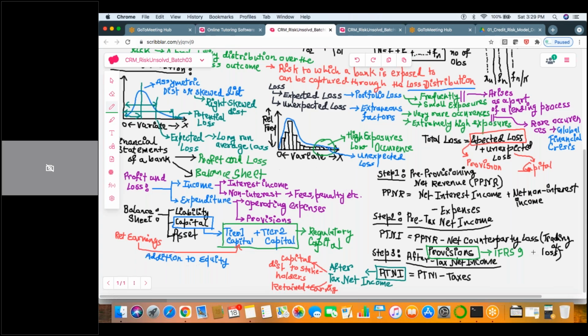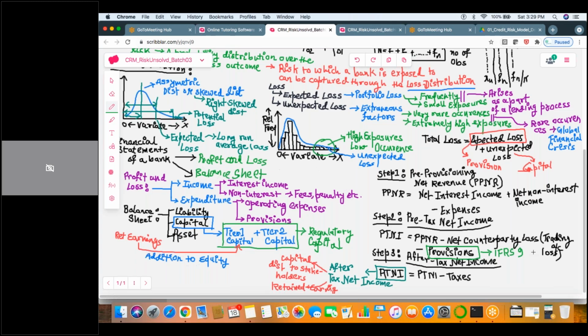Out of this retained earnings, a part of it would go to research, development and other purposes, and whatever is left back is added to the equity. That's tier one capital. So basically the equity and the tier one capital are the same. Right, tier one capital is the equity capital. Okay, these are the questions that I had.